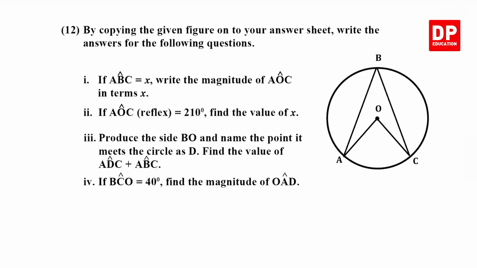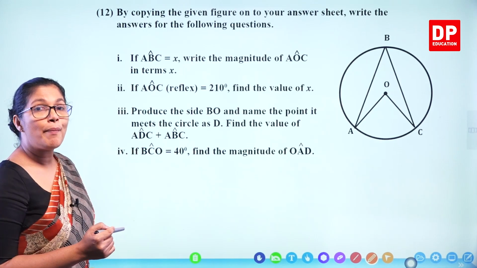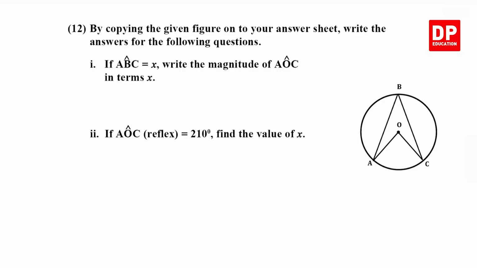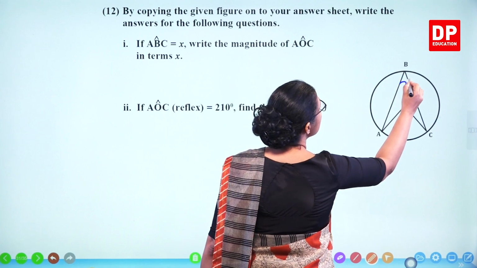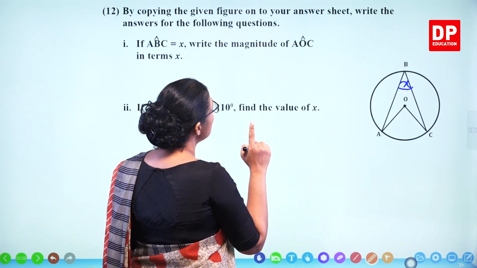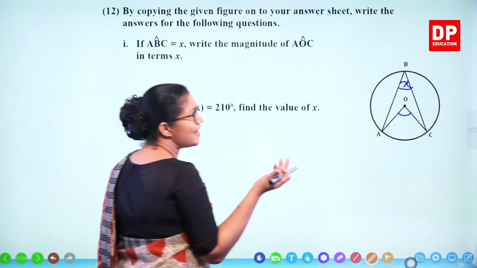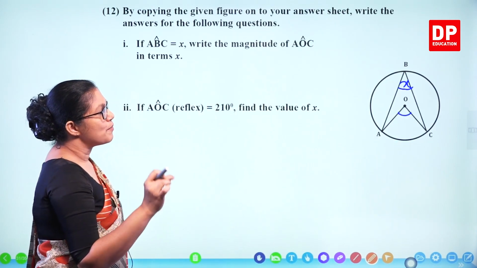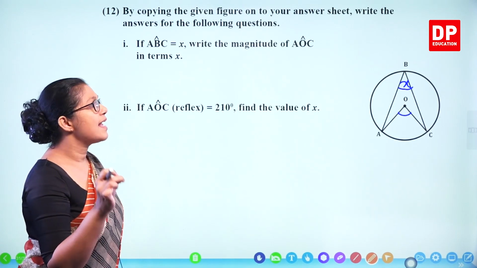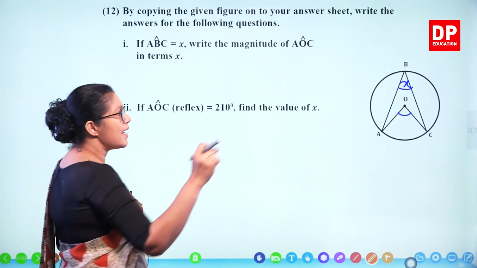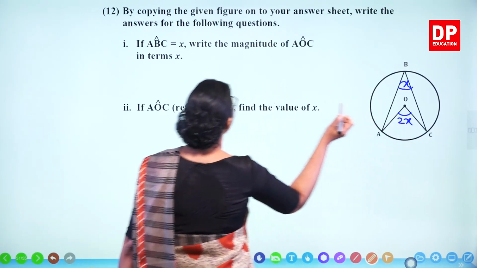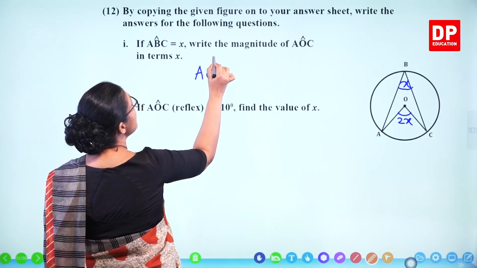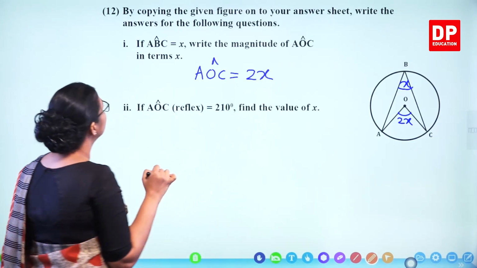Now, we'll do question number 12. Again, proof. So, you get 4 parts. We'll do step by step. By copying the given figure on your answer sheet, write the answers for the following questions. If ABC is X, write the magnitude of AOC. What's the theorem? Angle subtended at the center is double the angle subtended on the circumference. If this is X, this is 2X. So, you can straight away write AOC is 2X.